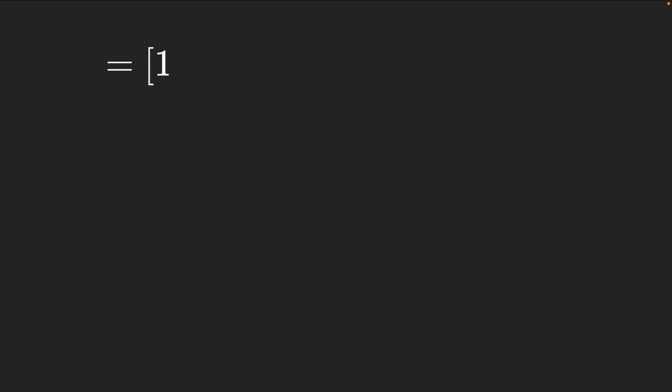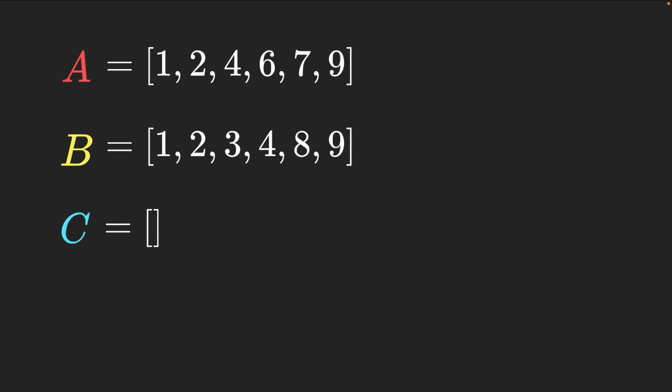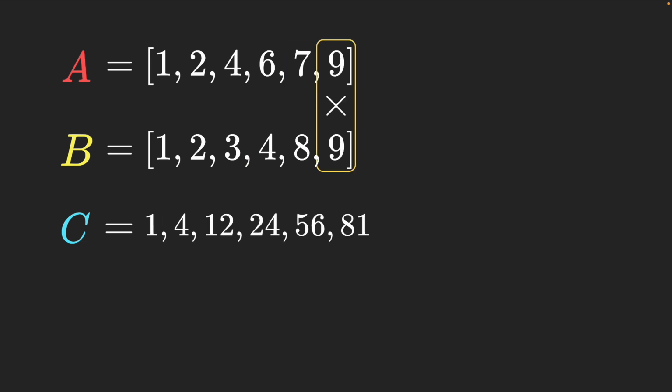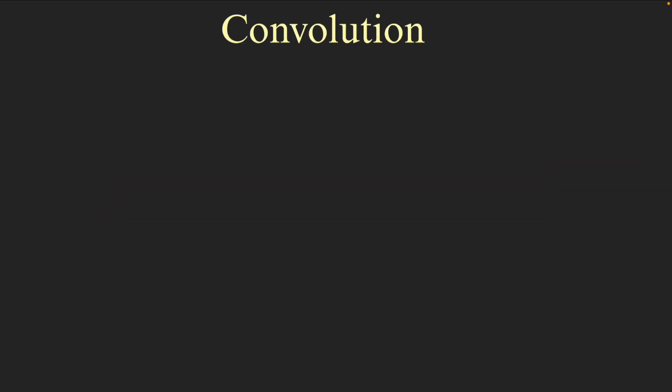If I gave you two sets, set A and set B, how would you go about combining these two sets into a new set? I'll call this set C. You might first start with multiplying each pair of terms. If you think of these sets as two functions, you can combine these functions to get a new function, which goes as follows. But there's another type of combining function, and it's called a convolution.